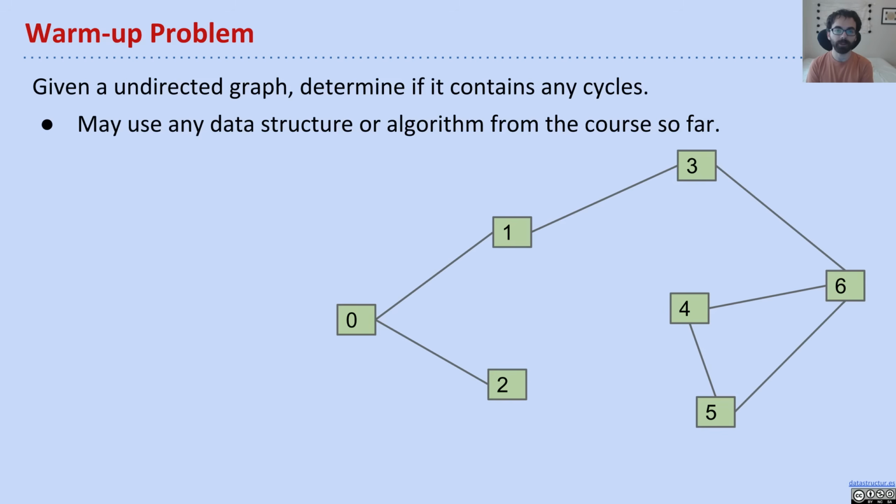We're going to start off this lecture with a warm-up problem that will eventually tie in with the rest of today's topic, which will be minimum spanning trees. So my question for you is, given an undirected graph, figure out, does it contain any cycles?